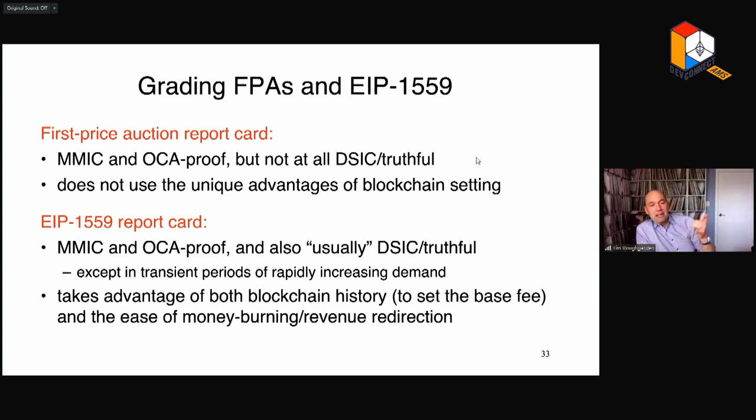So those are two mechanisms that you might speculate are on the Pareto frontier, in the sense that they almost get all three properties. There's one property they once in a while won't have, and those two mechanisms sort of choose different guarantees for which one to give up on in these unusual demand shock periods.